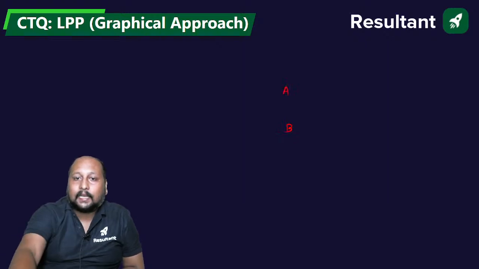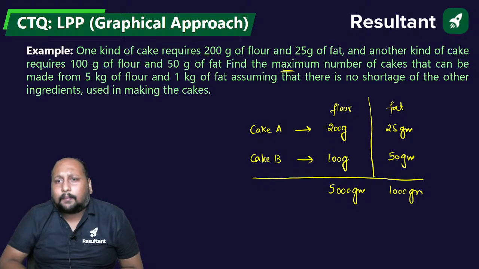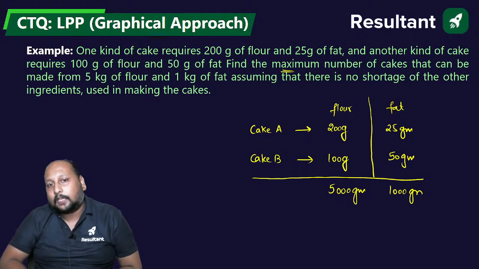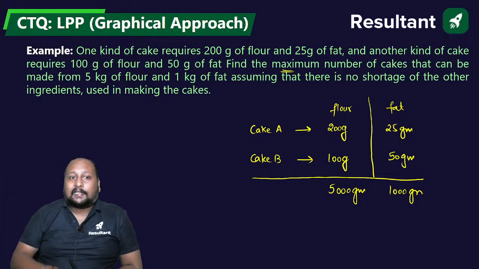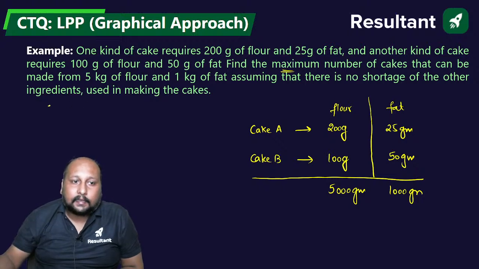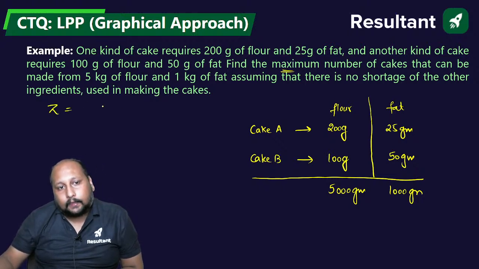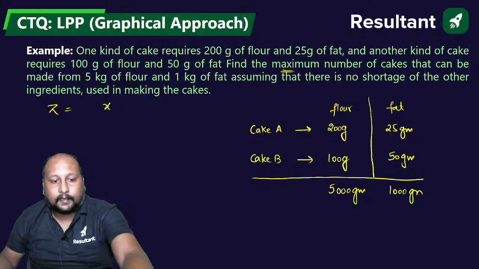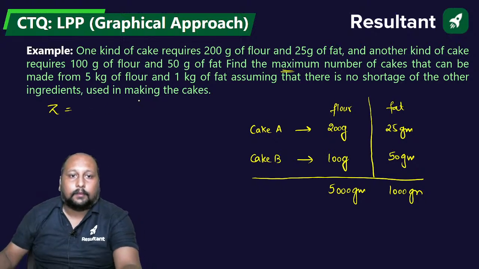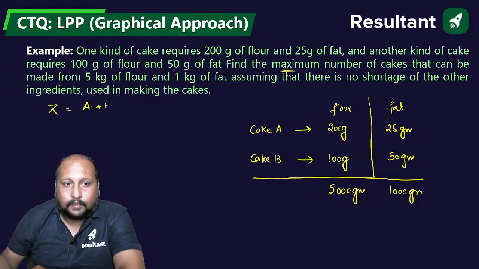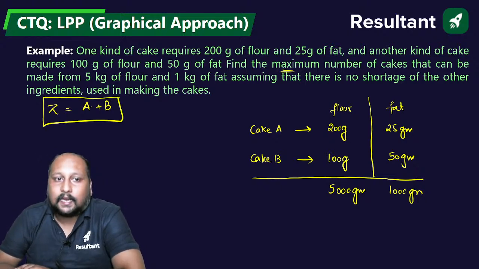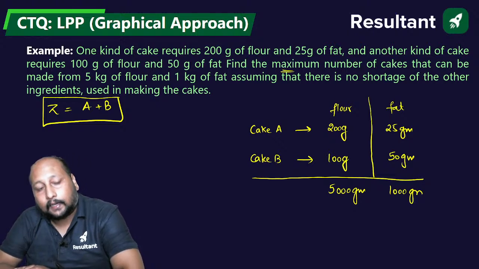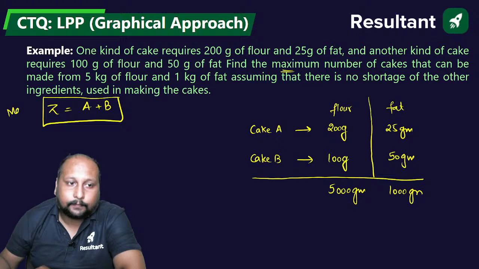They're asking how many maximum number of cakes that can be made from 5 kg flour and 1 kg of fat, assuming there are no shortages of other ingredients. Now, basically total we can make how many cakes? We can make A plus B. These are the total number of cakes that we can make and which we need to maximize.